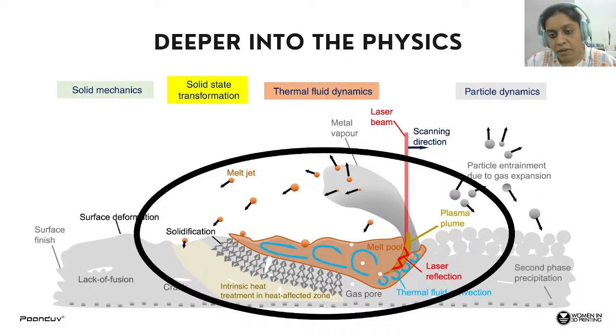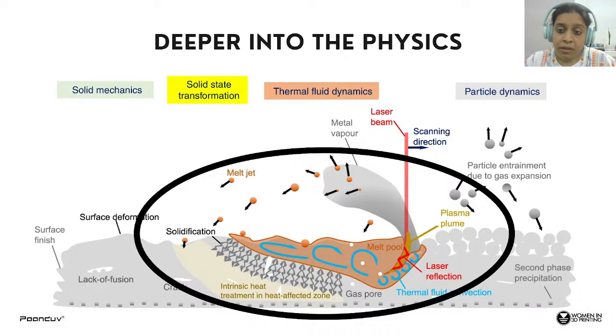This liquid has some surface tension associated with it. When the temperatures are high, the surface tension will be low. When the temperatures are low, the surface tension will be high. Based on that, there are some effects emerging. Those are called Marangoni effects, which depend on the temperature dependence of surface tension. These are also called thermocapillary effects.